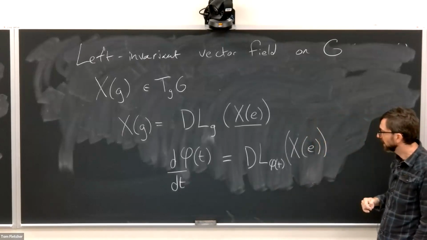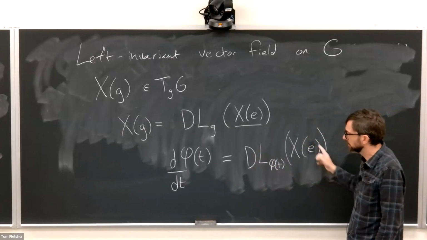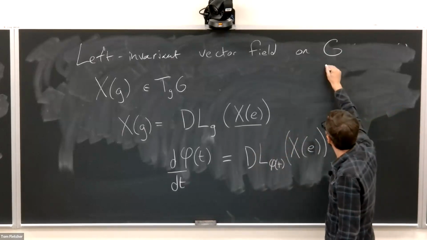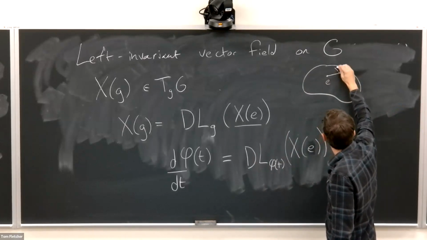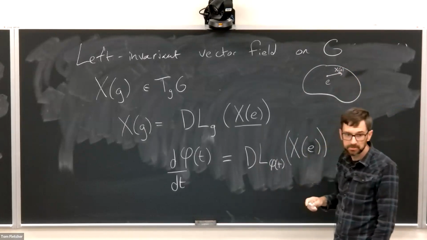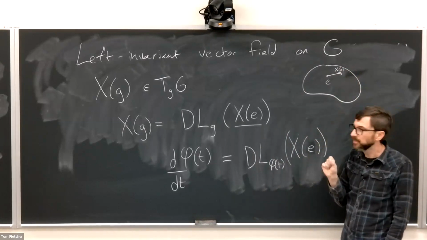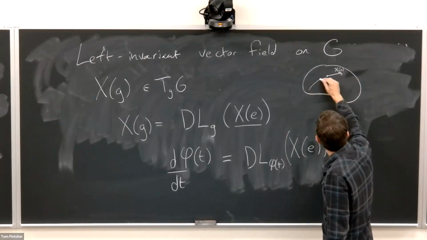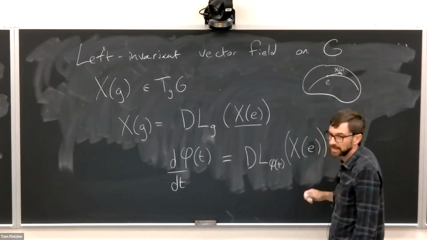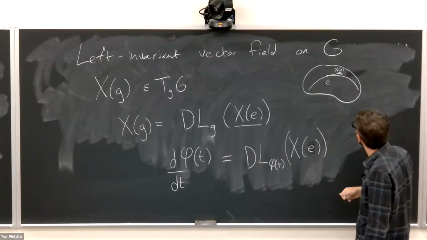Okay. So this is a little bit, we have to parse this carefully. So now we'll draw the picture again. At the identity, I've specified X, or I could call it X of 0, the velocity of my one parameter subgroup at the identity. And I've got a curve. I want a one parameter subgroup that goes through there.